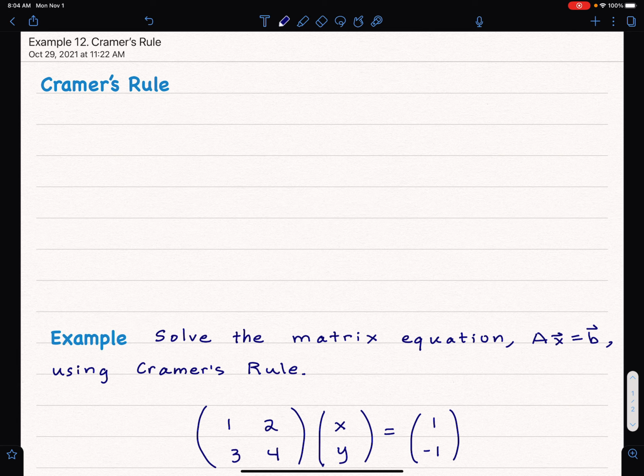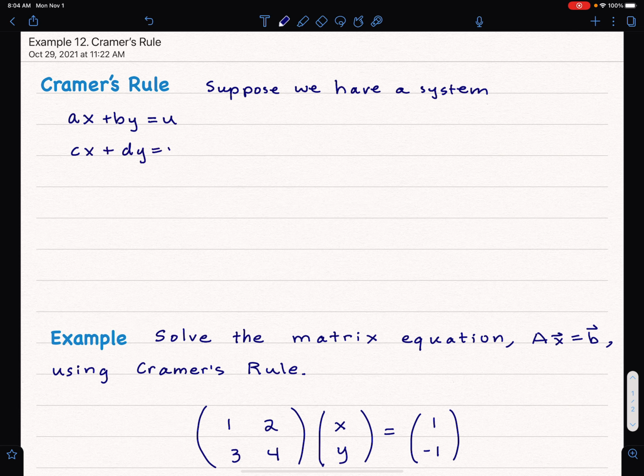Suppose we have a system of linear equations, and I'm going to write a general form and I'm only going to use two variables. Suppose I have ax plus by equals u, cx plus dy equals v.